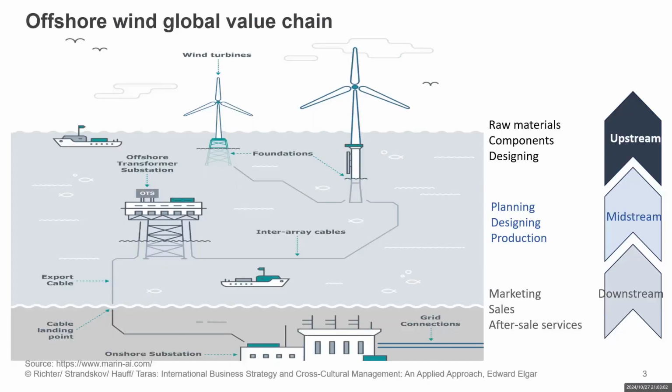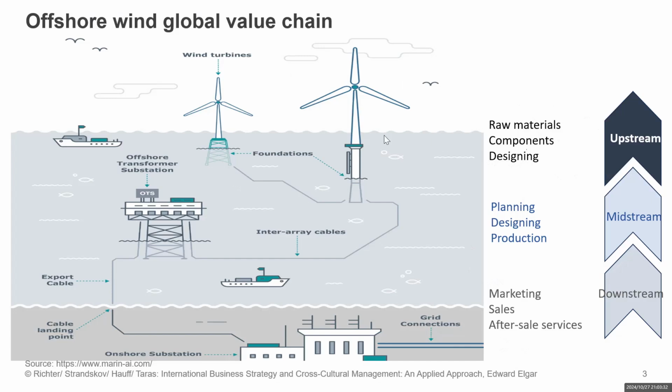Now we can illustrate it more with an example of the offshore wind global value chain. You can think of it as a business ecosystem with upstream, midstream, and downstream activities. The upstream activities focus on raw materials, components, and designing, and the midstream activities include planning, designing, and production. The downstream activities include marketing, sales, and after-sales services.